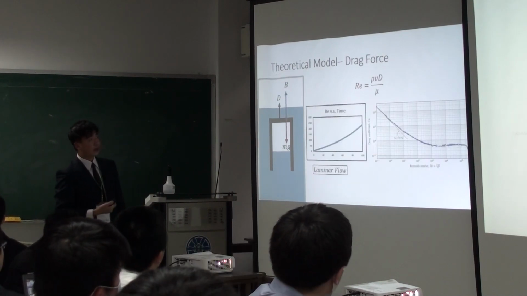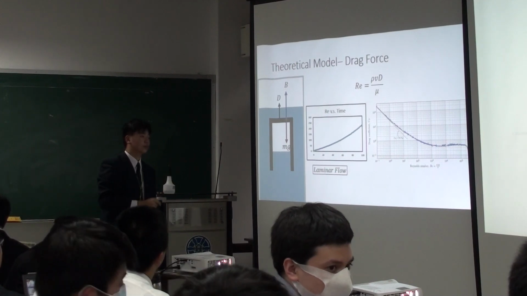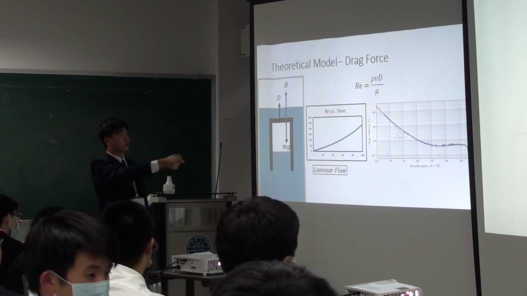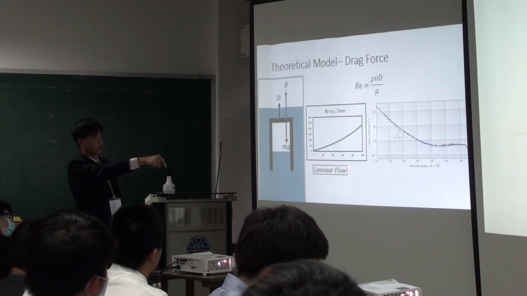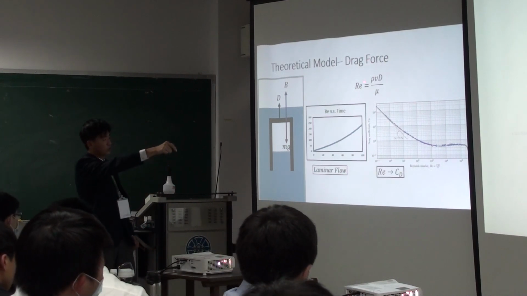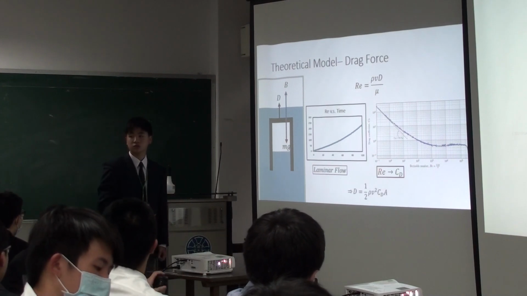Before the diver gets balanced, the drag force will affect the motion of the diver. And as we all know, the Reynolds number has something to do with the drag coefficient, therefore we simulate the Reynolds number versus time through its graph. And as you can see, it fits the laminar flow. And after transforming the Reynolds number into the drag coefficient, we're able to calculate the value of the drag force.